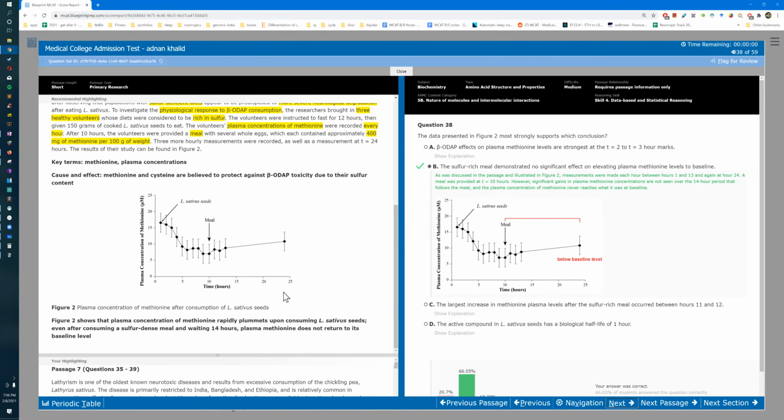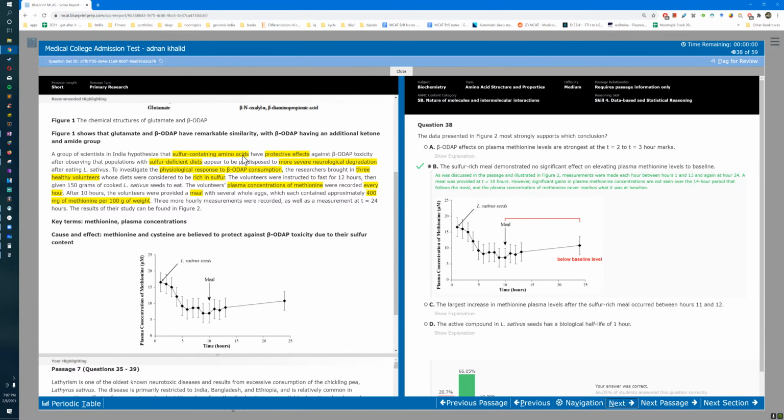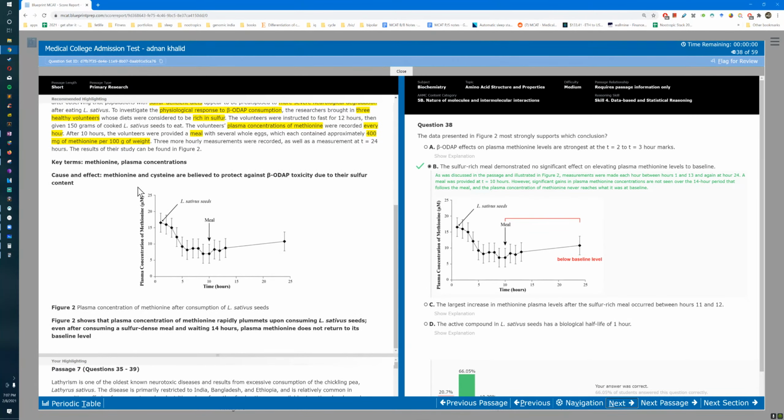Here, talking about figure 2. So again, I looked at this pretty quickly, but I was able to see that they were supposed to fast for 12 hours. So whatever, they were given these seeds here at time equals 10, I think, or 0, something like that. But then they were supposed to fast before, but after 10 hours they were given a meal, so that's where they were given a meal.